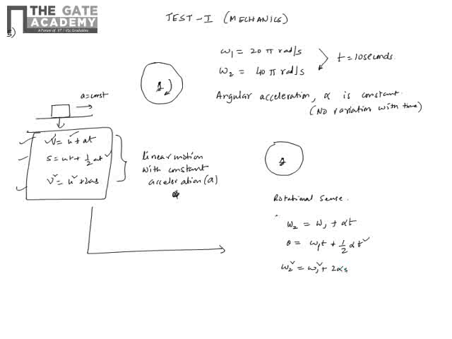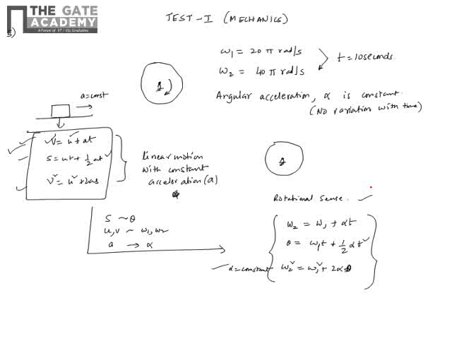Remember that these are only valid when alpha is constant, and in this problem you have alpha constant, so we can use these equations. S changes to theta, u and v change to omega 1 and omega 2, and a changes to alpha. This is how linear motion equations convert to rotational ones, and all of this holds when acceleration is constant. You would have studied these in standard 12th, but now we need to apply them in the rotational sense.